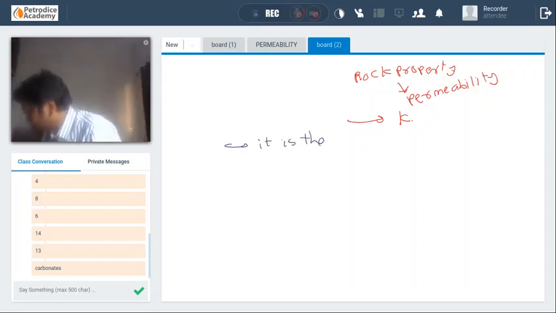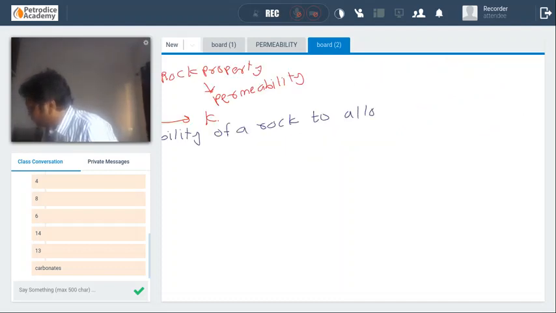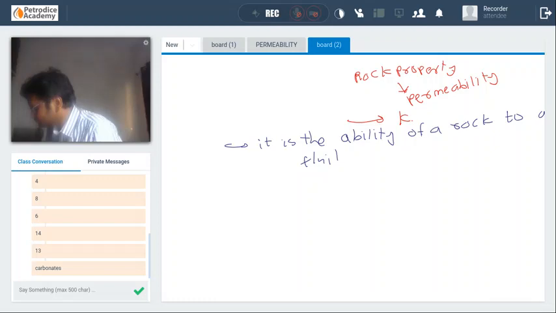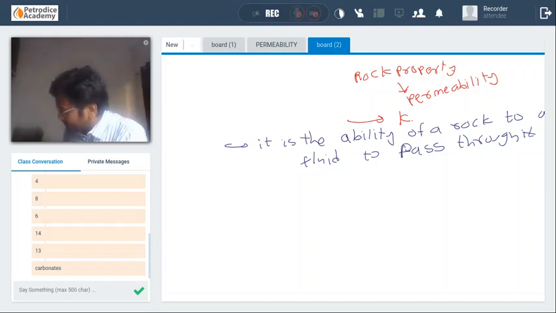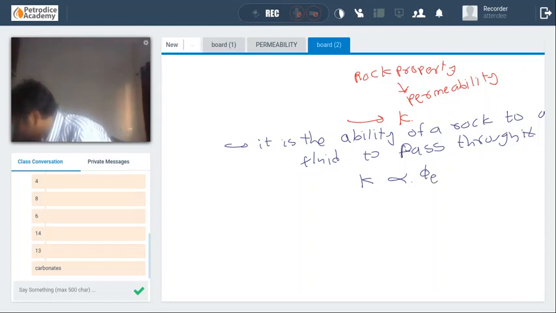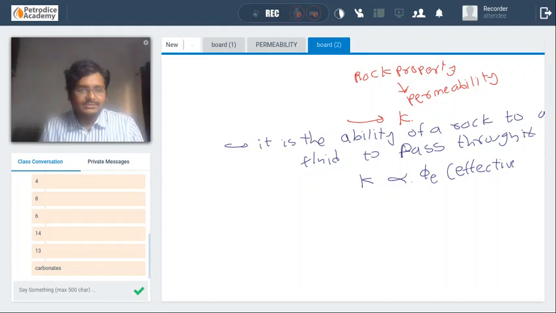It is the ability of a rock to allow the fluid to pass through it. And for a particular rock, the permeability is directly proportional to the effective porosity. That means as the effective porosity of a rock increases, the ability of that particular rock to flow more fluid will increase.